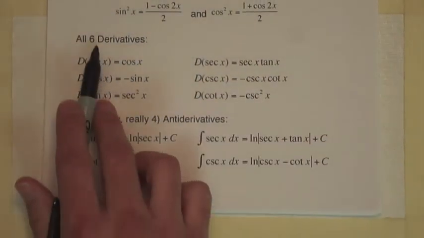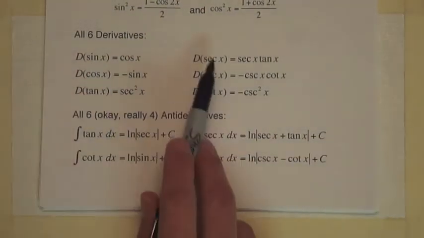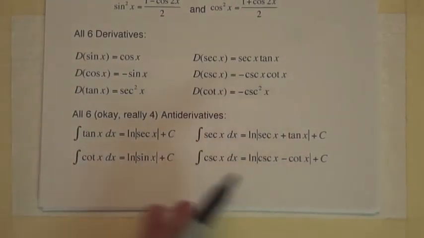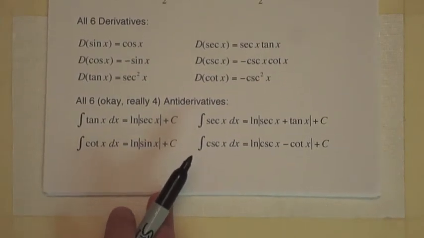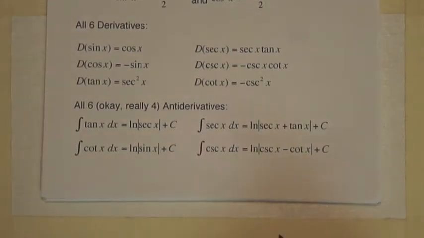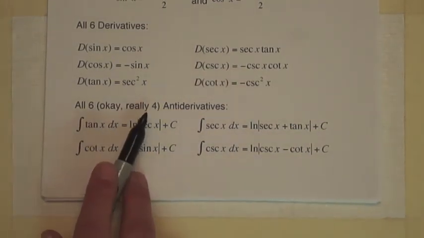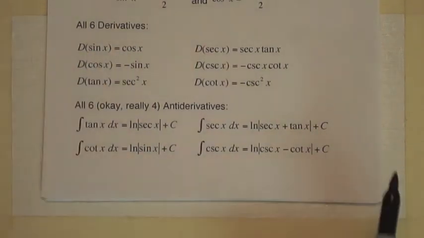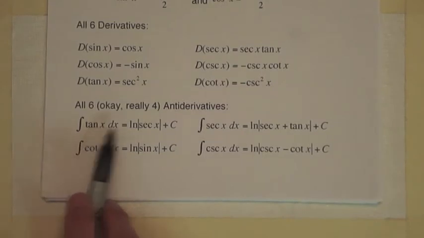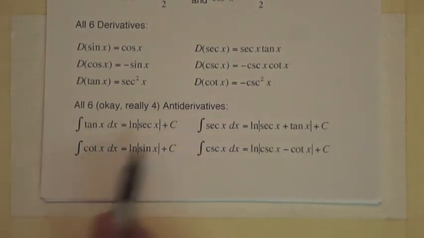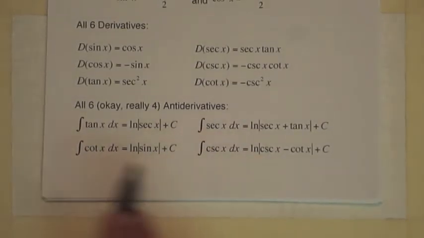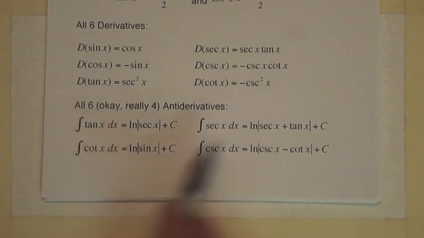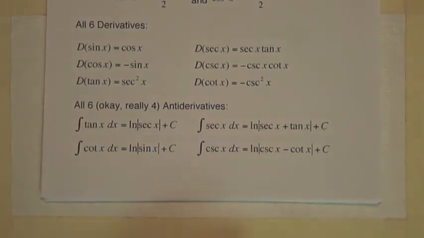You also need to know all 6 derivatives, the derivative of sine, cosine, tangent, secant, cosecant, and cotangent, which I've printed here. Like the derivative of sine x is cosine x, for example. And also all 6 antiderivatives. I'm saying really 4 because pretty much everybody knows that if the derivative of sine is cosine, then the antiderivative of cosine is sine. The 4 that people don't remember are tangent, cotangent, secant, and cosecant, which I've printed here. You could derive these when you need them, but it's much more handy to just sit down for 2 minutes and memorize these so you can use them in the course of these longer problems.